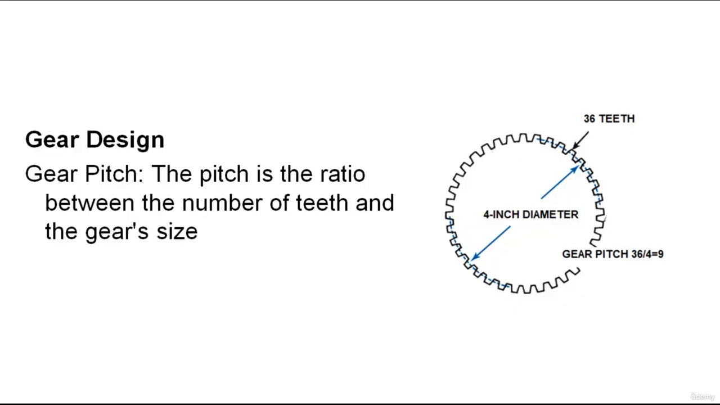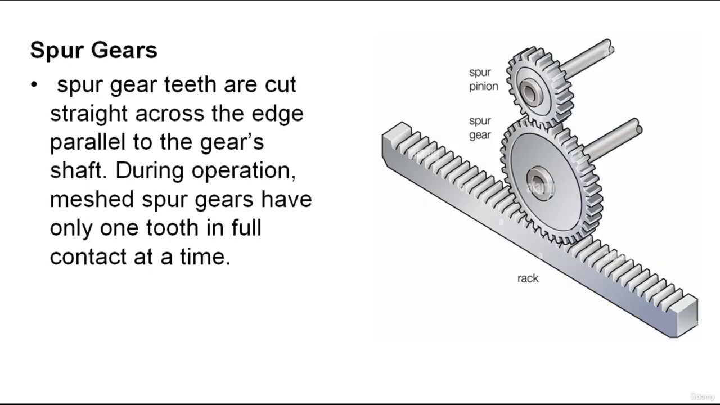Let's move right now to discuss gear design. Gear pitch is a very important factor in gear design and operation. Gear pitch refers to the number of teeth per given unit of pitch diameter. A simple way of determining gear pitch is to divide the number of teeth by the pitch diameter of the gear. We have the spur gears.